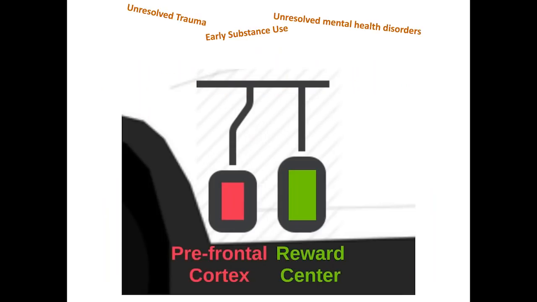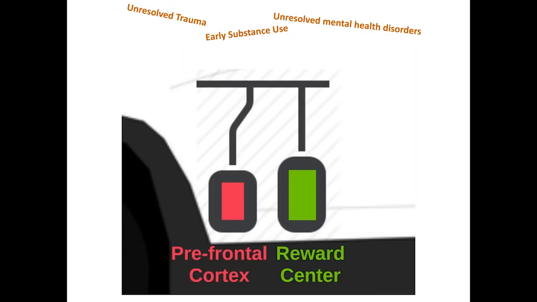The prefrontal cortex, or the front part of the brain, is really in charge of reasoning, judgment, and controlling emotions. And it isn't fully developed until about age 25. So young people often have a hard time really using those brakes.